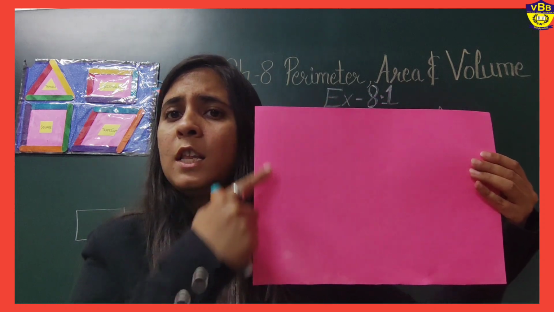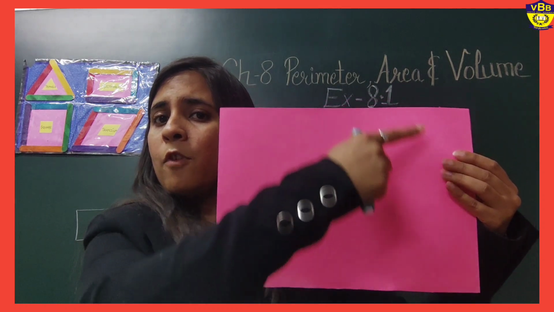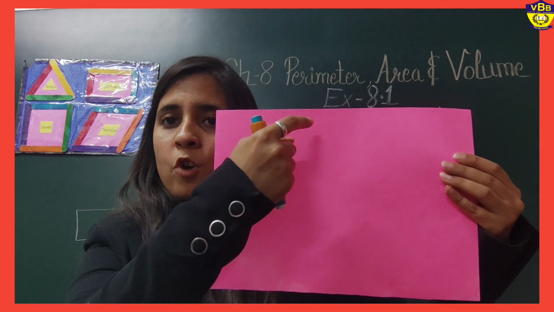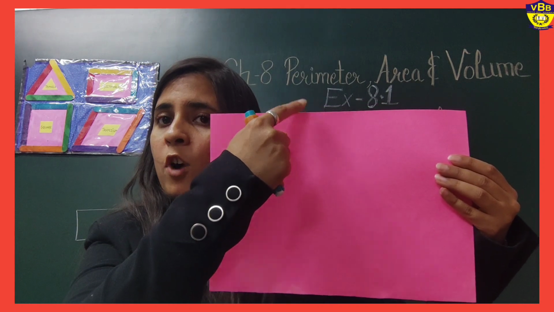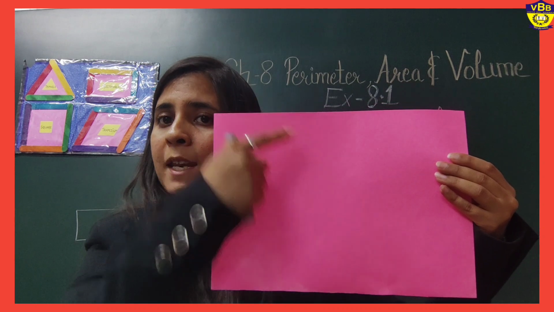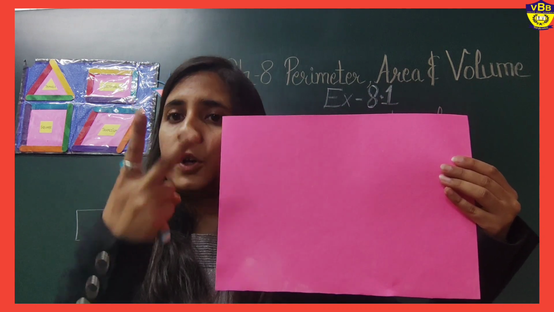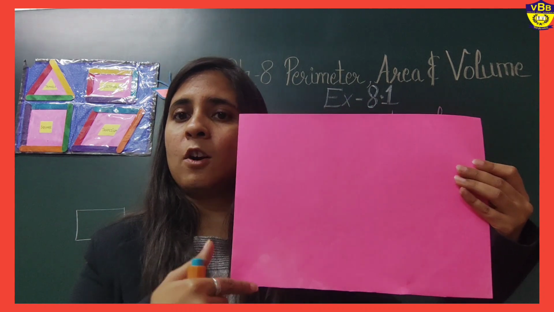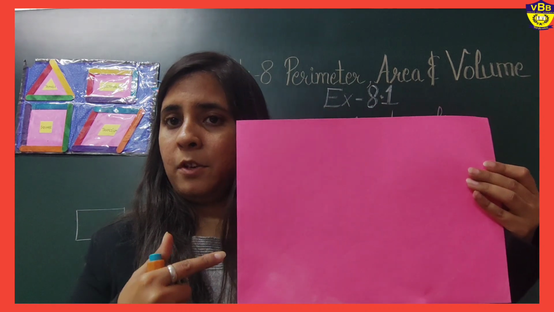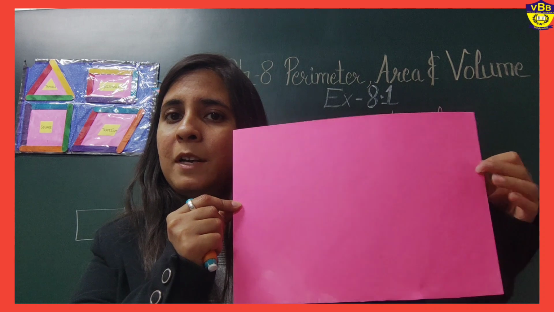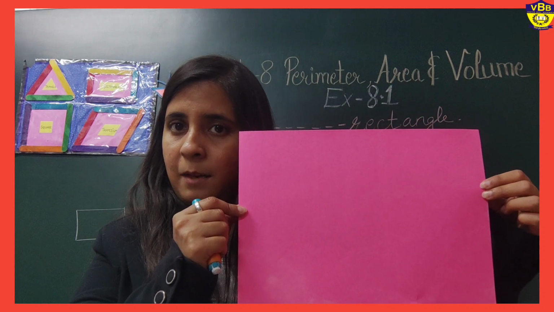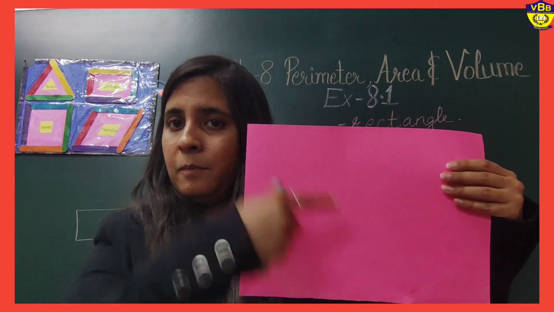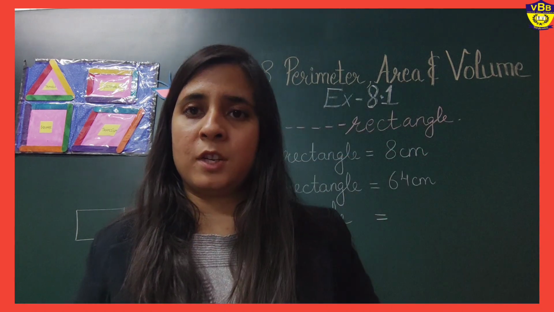That means the sum of all the four sides is given. But they have not mentioned what will be the length. How many lengths are there in a rectangle? 2 lengths are there, 2 breadths are there, and total it is 64 centimeter. So one is 8 centimeter, other is also 8 centimeter, and we need to find the value of length. Alright, I hope the question is clear.